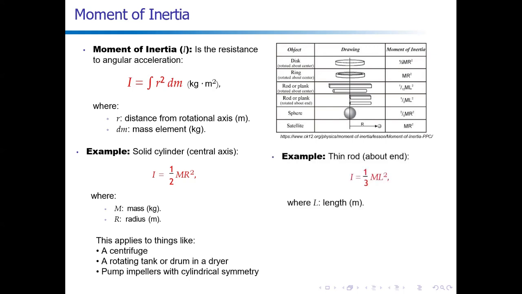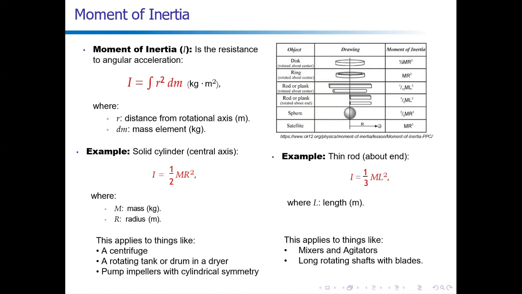Now let's compare that to a thin rod rotated about its end, like a mixer shaft or blades on the side. The moment of inertia is given by 1/3 mL squared, where L is the length of the rod. Notice this time how length replaces radius, because it's more about linear extension than circular shape. This rod example applies to mixers and agitators with long shafts and blades.